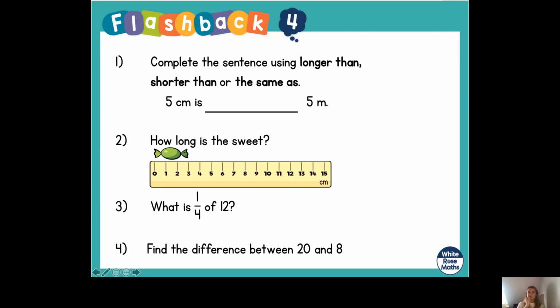So here's your flashback for today. Today you have 4 questions. In the first question, you need to use longer than, shorter than, or the same as to complete the sentence. Okay, so we're comparing 5 centimeters and 5 meters. Then in number 2, you need to read the ruler and tell me the length of the sweet. Then in number 3, you need to work out 1/4 of 12.